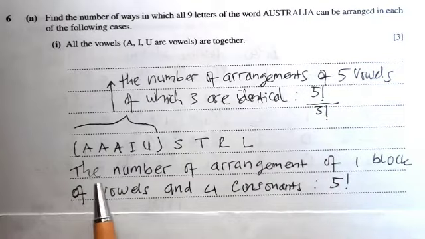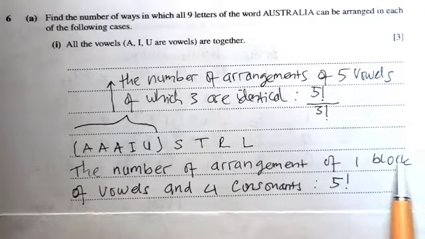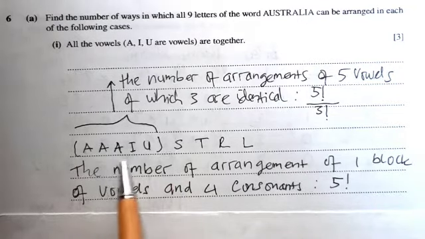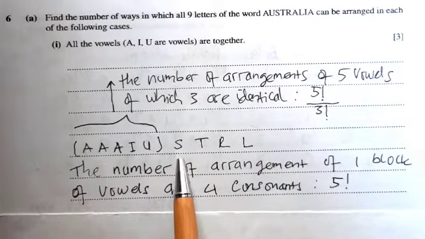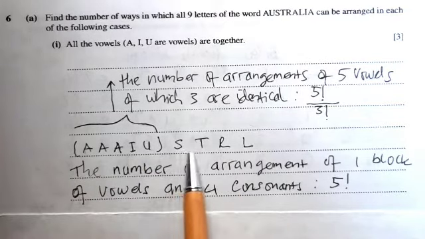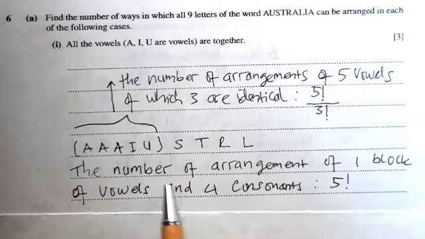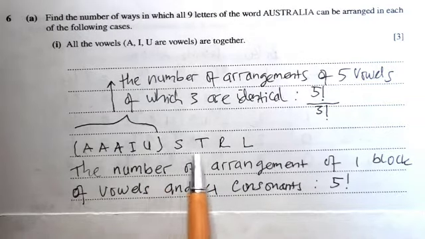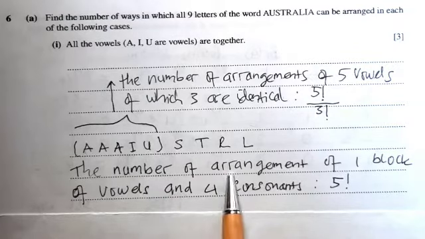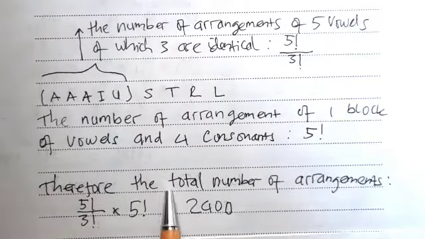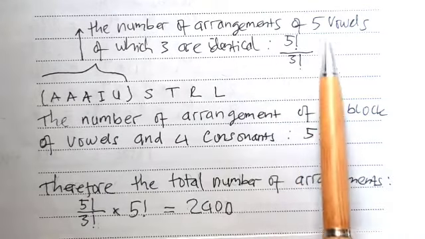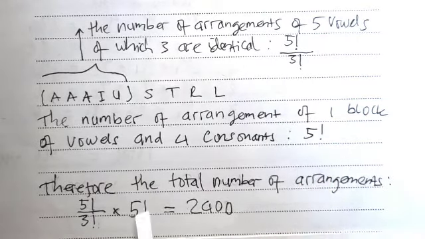Now, the number of arrangements of one block of vowels and 4 consonants, those 1, 2, 3, 4 consonants, is 5 factorial. Therefore, the total number of arrangements is 5 factorial over 3 factorial times 5 factorial, that is 2400.